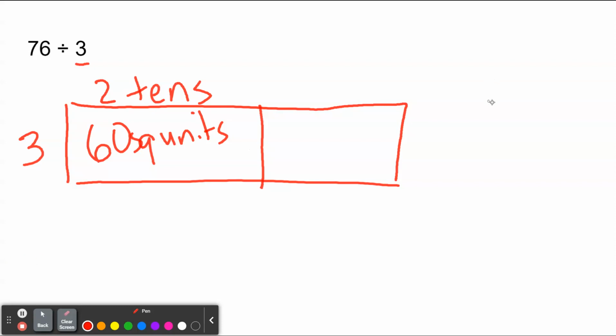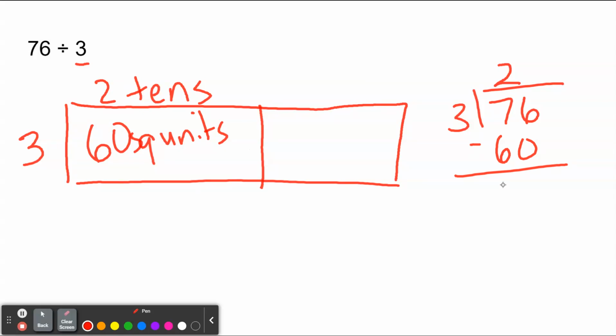So let's go ahead and do our standard algorithm over here. So we have 76 divided by 3. So 3 times 2 tens is going to give me 60. And if I subtract that, that's going to give me 16 square units left over.